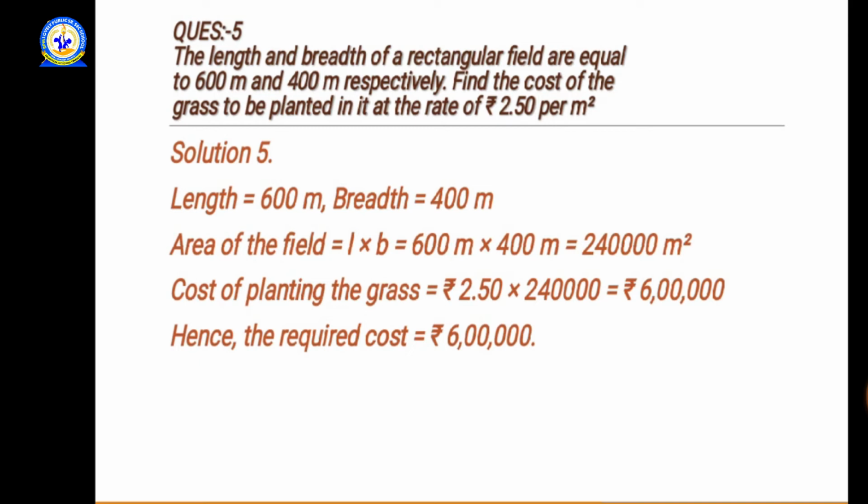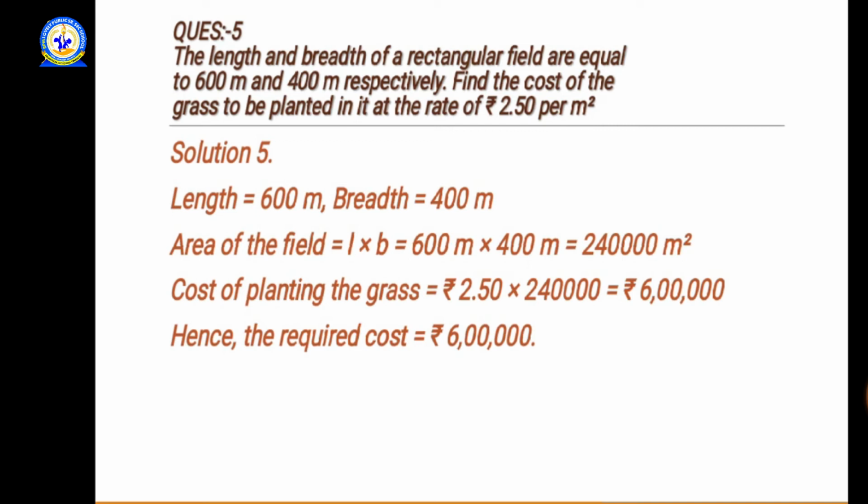per meter square. So first we have to see what we have to find. We have to find the cost of the grass to be planted in that rectangular field, and the rate per meter square is given, rupees 2 rupees 50 paisa. Now the cost is given per meter square. It means we have to find the area, because the grass is to be planted in that area. So first we have to find the area of the rectangular field.